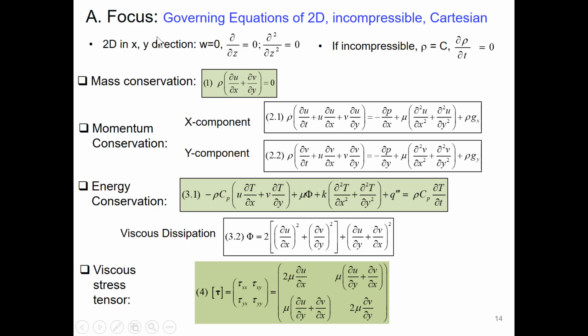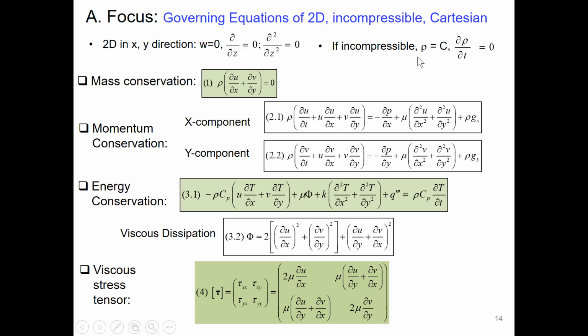A. Focus. In order to avoid being buried in tedious mathematical derivation and to lose sight and focus, we will use two-dimensional governing equations rather than three-dimensional, without losing any essential features of a governing equation. We select two-dimensional in x and y direction. As a result, the velocity and all the derivatives in z direction are 0.